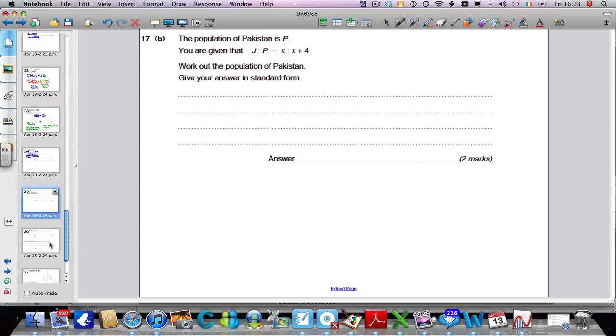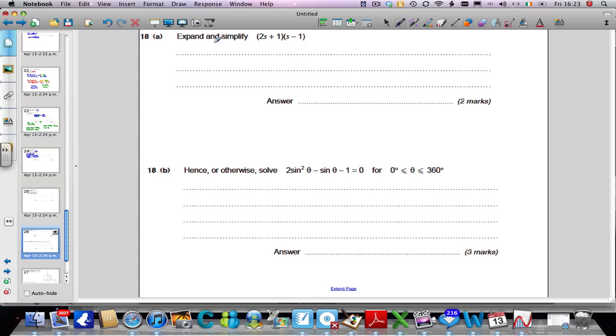Oh, I seem to have the same question twice. Let's keep going. Expand and simplify. So expanding this out, we get 2s squared minus 2s plus s minus 1. So we get 2s squared minus s minus 1. That's your 2 marks there.